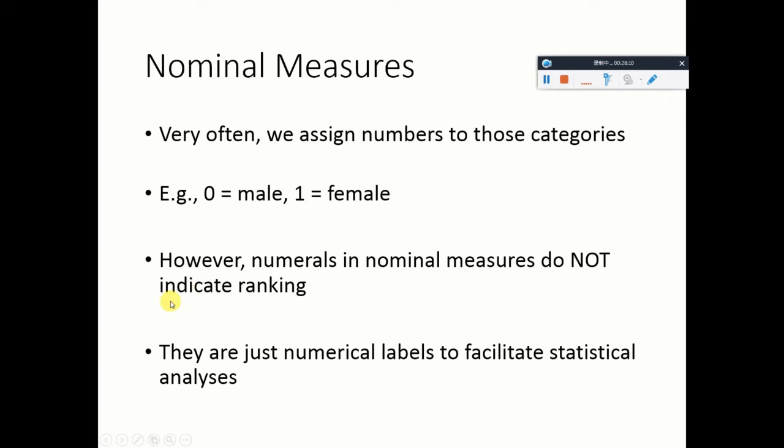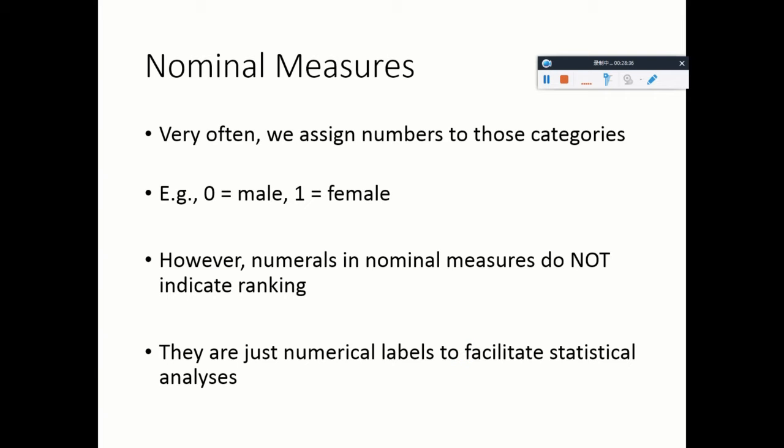Definitely, as we say here, the numbers do not indicate any sort of ranking. 0 and 1 simply mean that these two categories are different. That's it. It indicates difference, but does not indicate any ranking of differences. Okay? They're just labels, in other words, and they're randomly assigned labels.